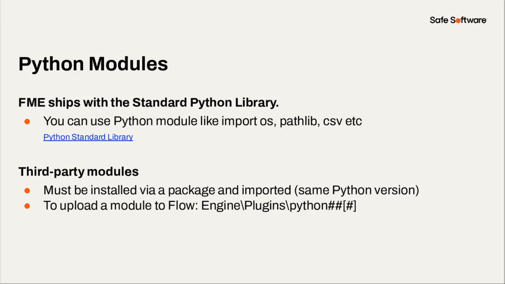Third-party modules must be installed via a package manager and imported. We're going to use pip here. You can also install the package via the Python index website and put it into the documents folder, depending on the OS that you have, or you can use pip, as we're going to show in the demo shortly. And then to upload a module to FME Flow, it's engine, plugins, and then Python. So that will make a little more sense once we get into the demo.